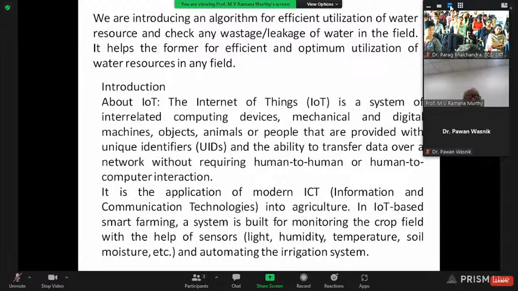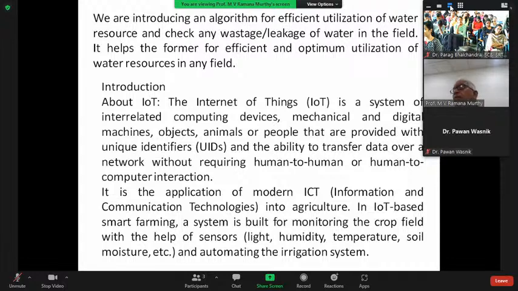The Internet of Things is a system of interconnected computing devices. They can be mechanical, digital machines, objects, animals, or people that are provided with unique identities, and have the ability to transfer data over a network without requiring human-to-human or human-to-system interaction.